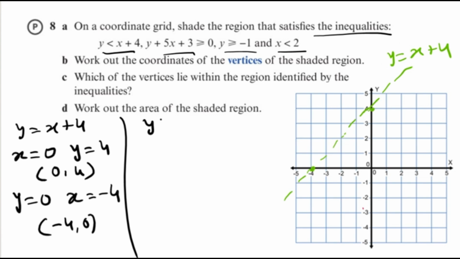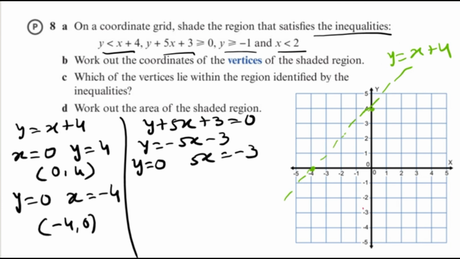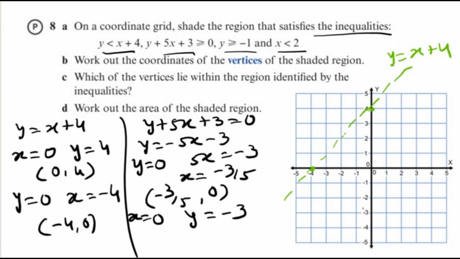For another line, y plus 5x plus 3 equal to 0, y equal to minus 5x minus 3. When you substitute y is equal to 0, 5x equal to minus 3, so x is minus 3 over 5. So the coordinate we are getting is minus 3 over 5, 0. When you substitute x is equal to 0, y equal to minus 3. So the coordinate is 0, minus 3.